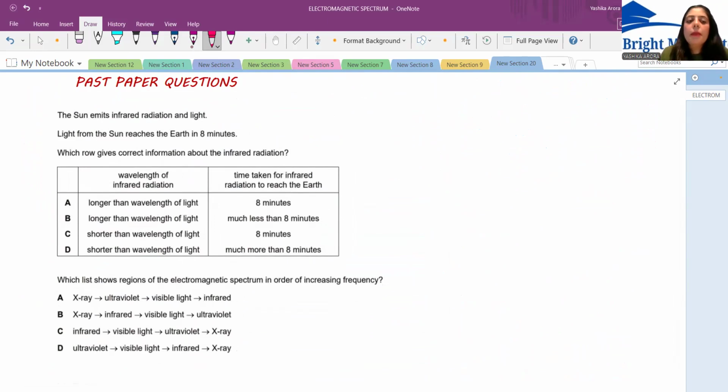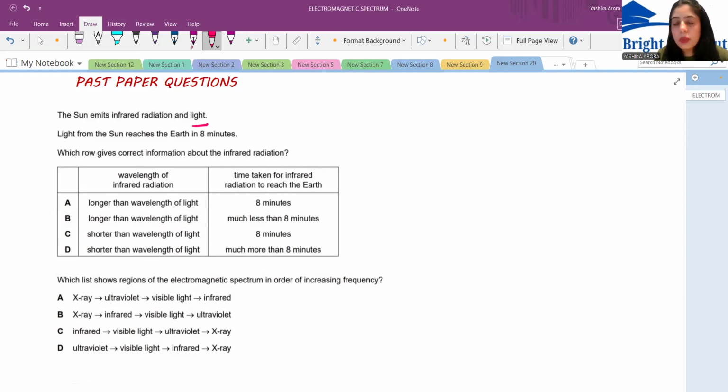So they say the sun emits infrared radiation and light. Light from the sun reaches the earth in 8 minutes. Okay, one tricky part here is that by light, they actually mean visible light. The word light doesn't mean the whole spectrum of the sun. So that's the wrong choice of word, I'd say, but yeah, this is how it is.